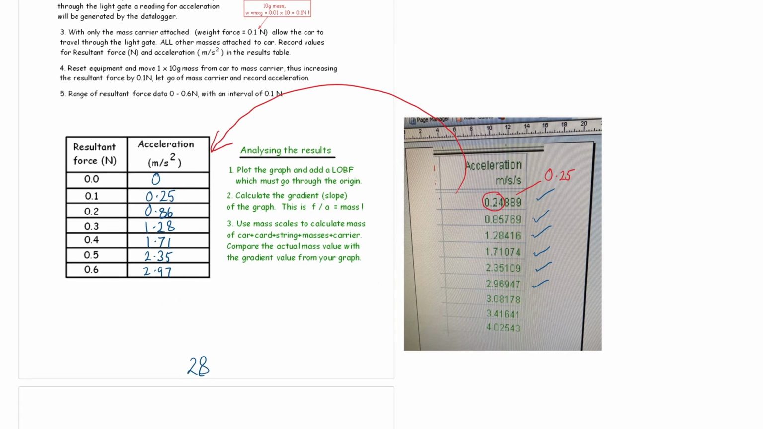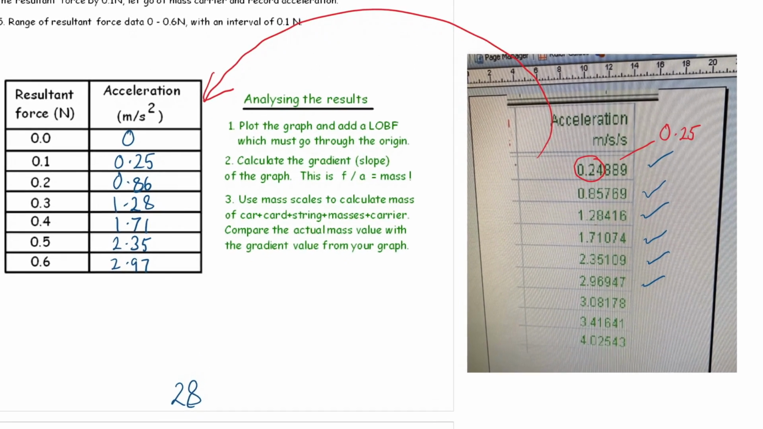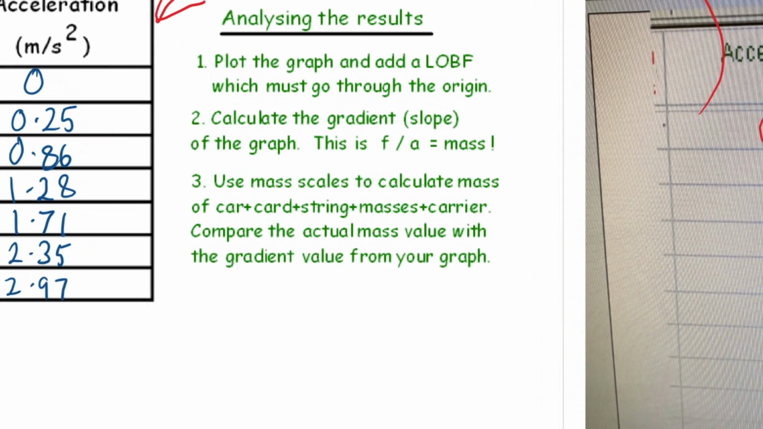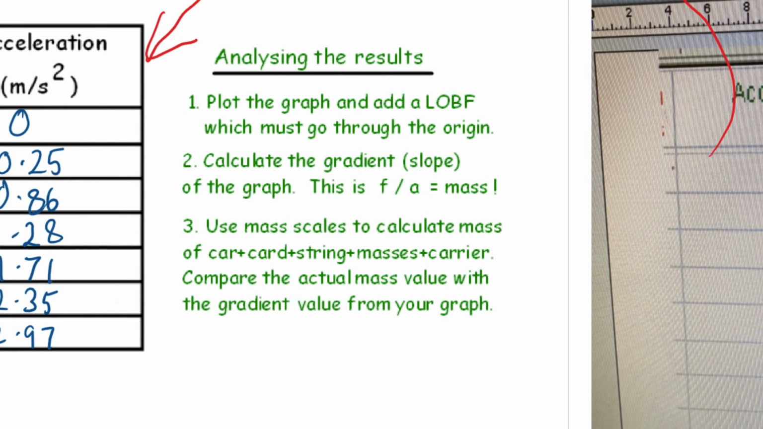So when you analyze the results, this is what you need to do. Plot the graph on line of best fit, which must go through the origin. Calculate the gradient to work out the mass.